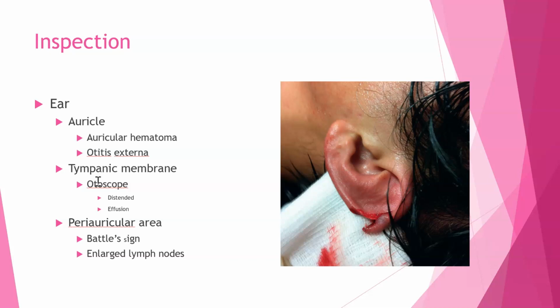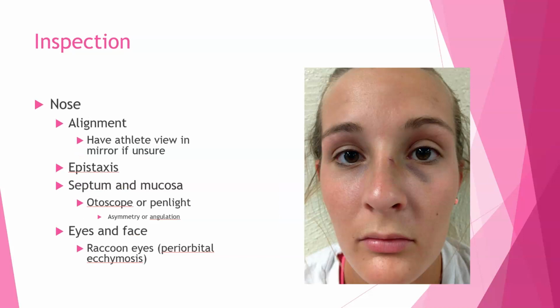The tympanic membrane, if we have an otoscope, we want to make sure we're looking in there and seeing what's going on. Is it distended? Is there swelling going on there? Do they have Battle sign, the kind of bruising around the nose and eyes, or enlarged lymph nodes? And if we had lab, we would be talking about the different lymph nodes.